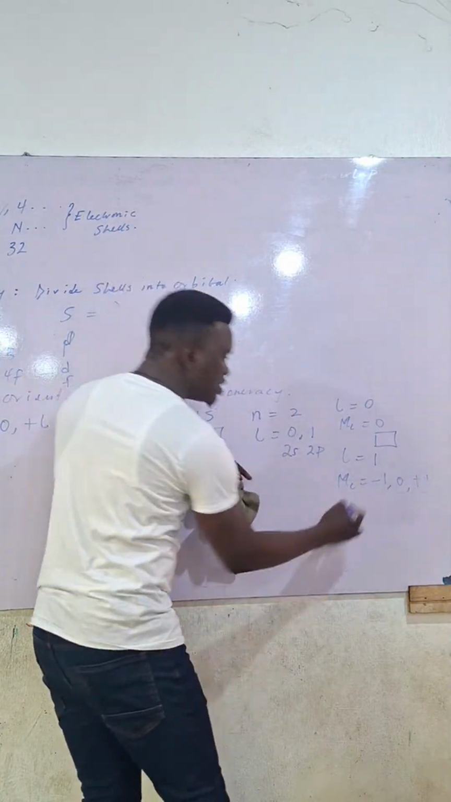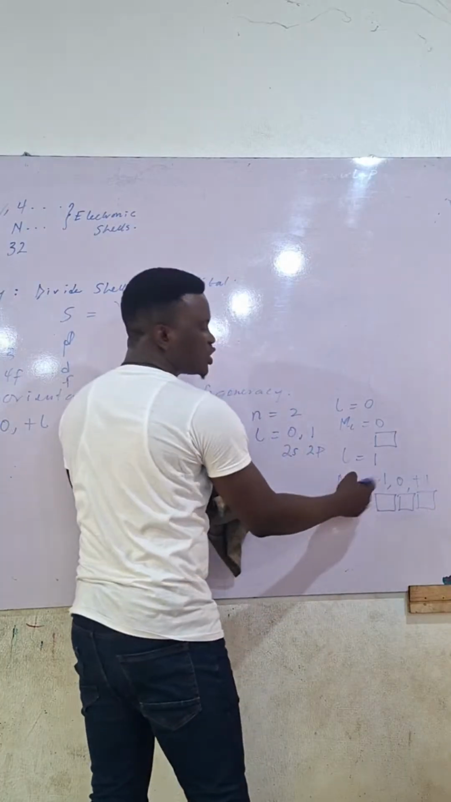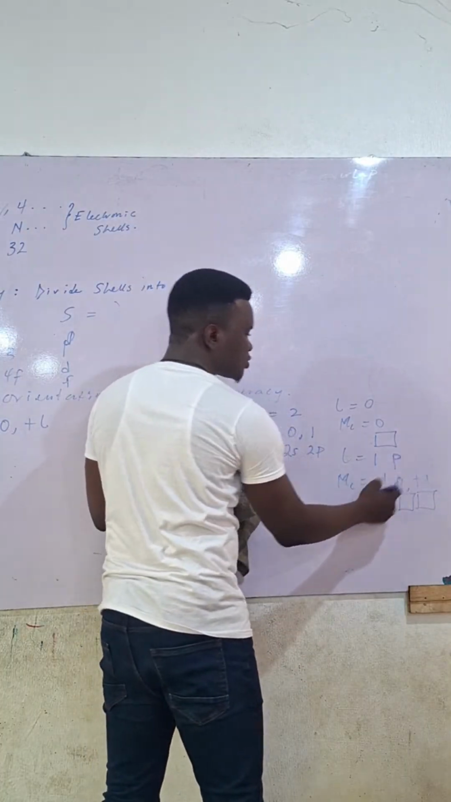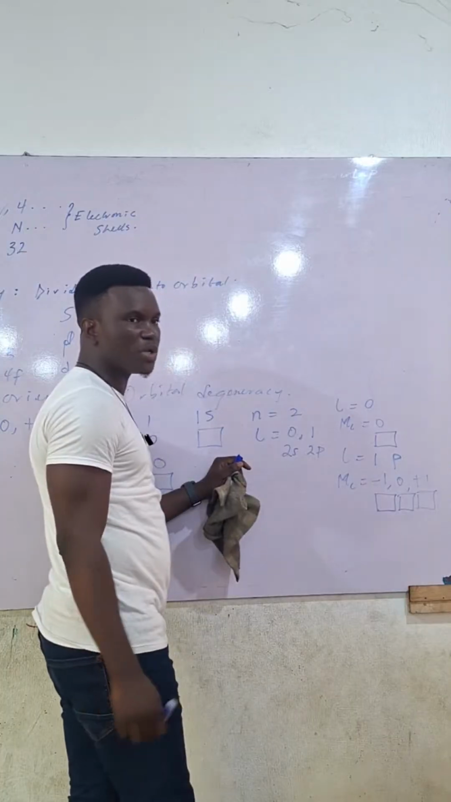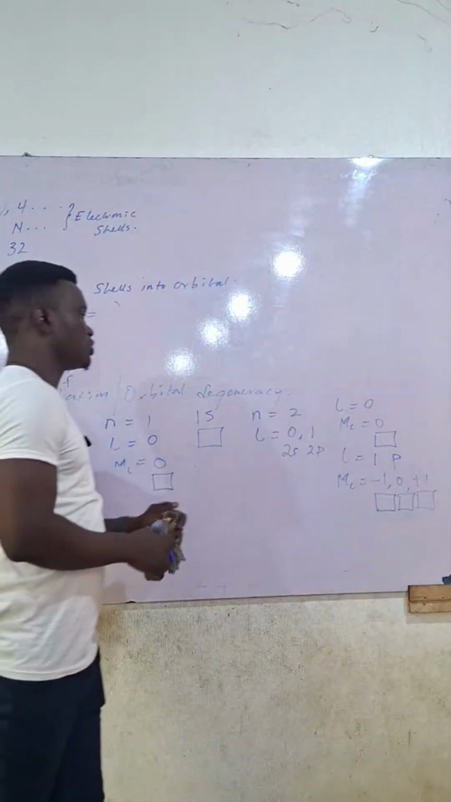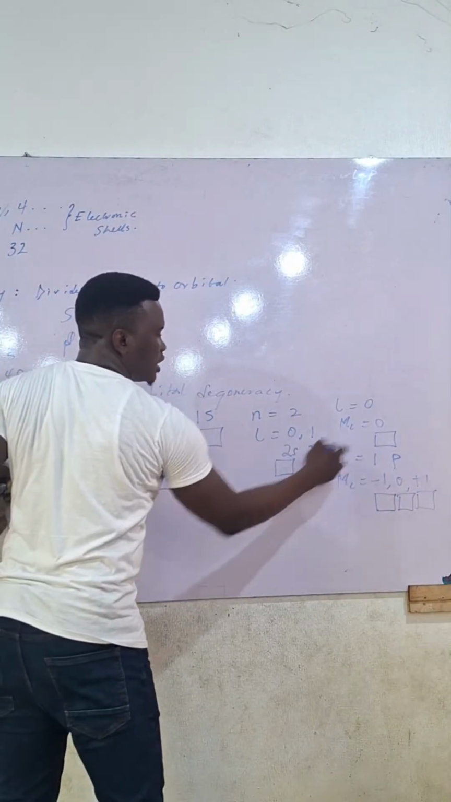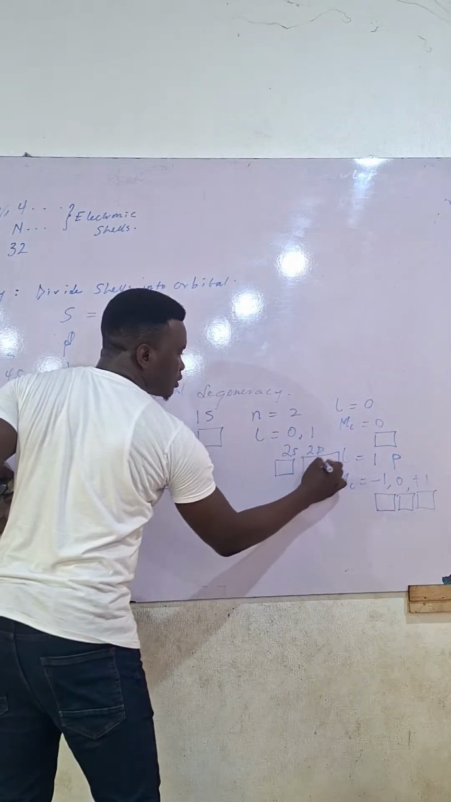Do you get? That means it's going to be divided into 3. And when L is 1, which orbital is that? P. And that's why we have this one in 3 places. Are you getting the idea? So that means S will be divided into just 1, then P will be divided into 3.